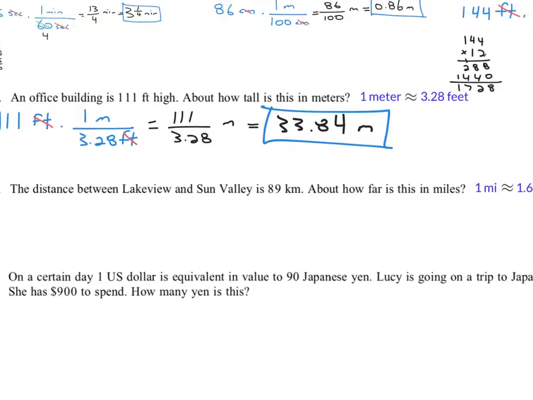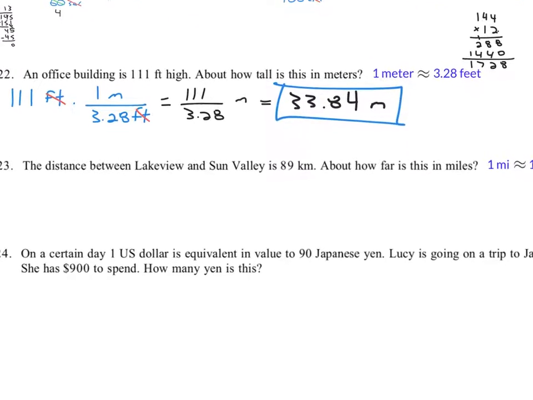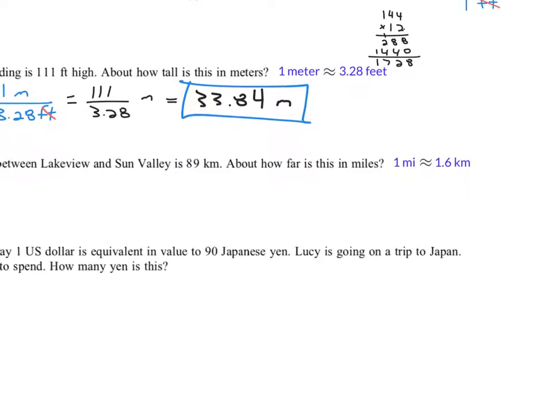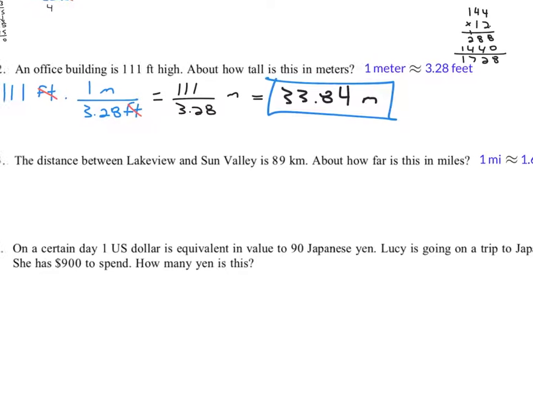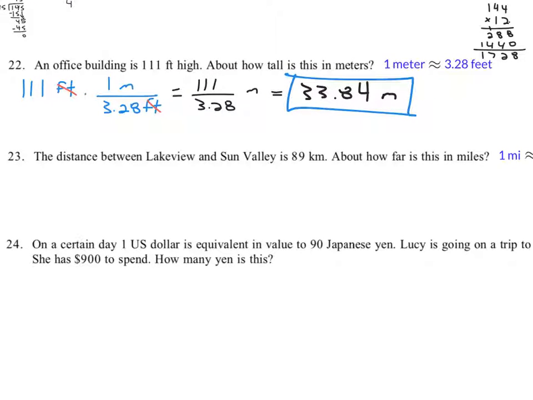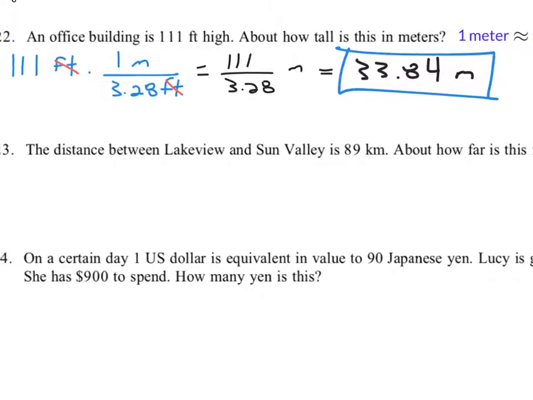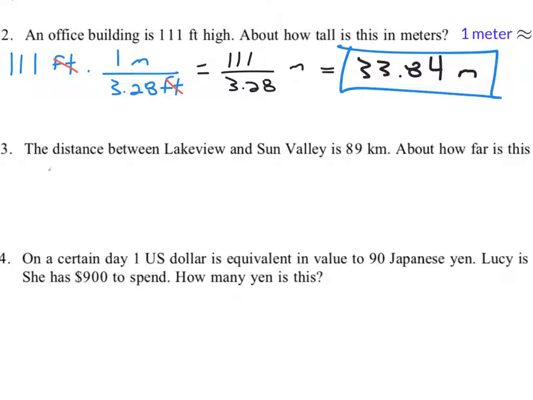But let's keep going. The distance between Lakeview and Sun Valley is 89 kilometers. How far is that in miles? 1 mile is 1.6 kilometers. This is a little bit more reasonable, calculation-wise. Okay, zooming in, we say 89 kilometers, and we multiply that by 1 mile is 1.6 kilometers.